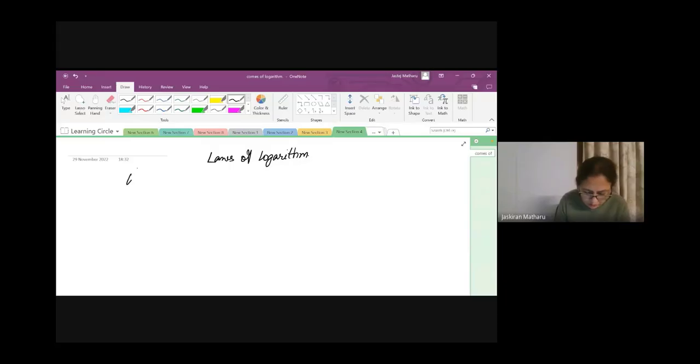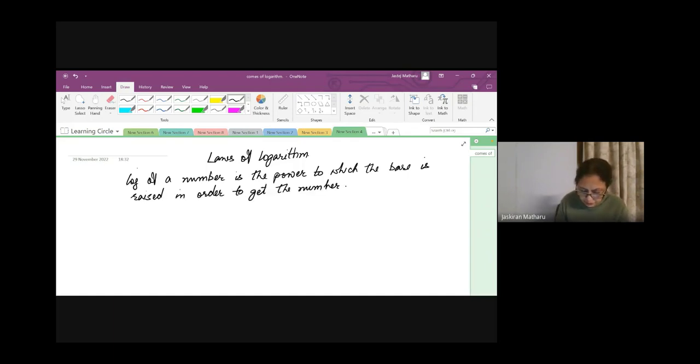Let us learn about logarithm today. First, we must understand what is logarithm. So, we define it like this: log of a number is the power to which the base is raised in order to get the number. An easy example would be, let us say 1000 can be written as 10 raised to the power 3.